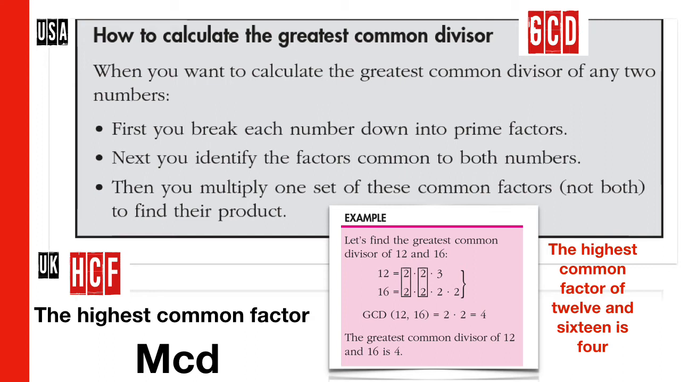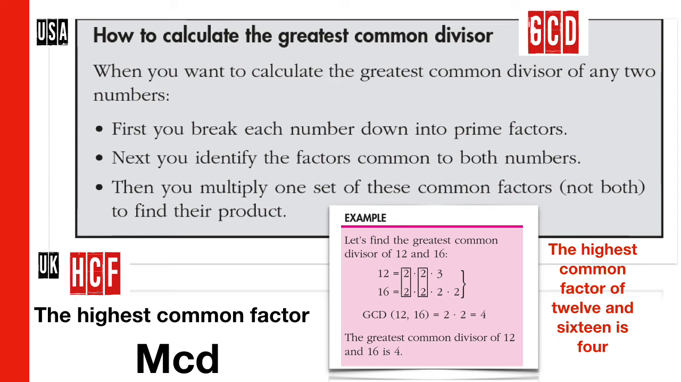How to calculate the greatest common divisor? When you want to calculate the greatest common divisor of any two numbers, first, break the numbers down into prime factors. Next, you identify the factors common to both numbers. Then, you multiply one set of these common factors, not both, to find their product. The greatest common divisor is called the highest common factor in the UK and maximum common divisor in Spain.